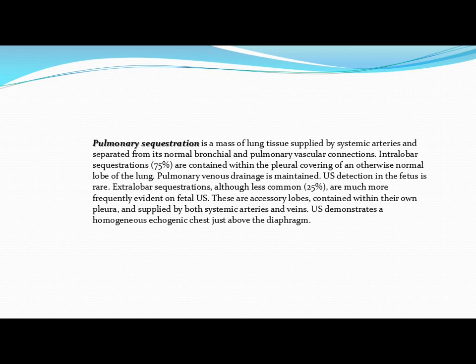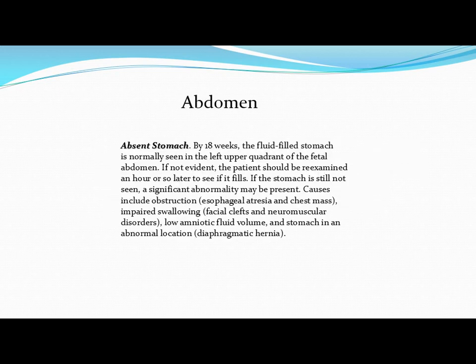What else? Pulmonary sequestration, we know it. There are two types, either intralobar or extralobar. Both of them have supply from the systemic circulation. However, there is a difference in their drainage. Intralobar drains into the pulmonary circulation normally. Extralobar drains into the systemic circulation.